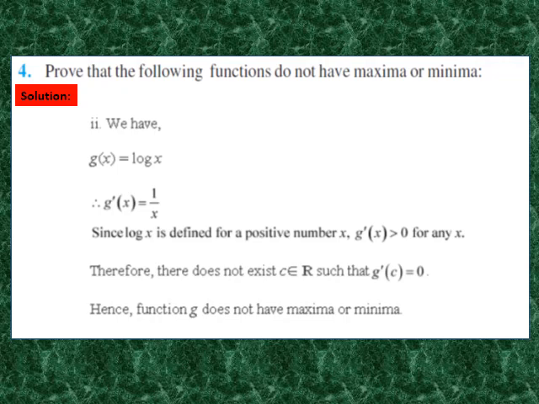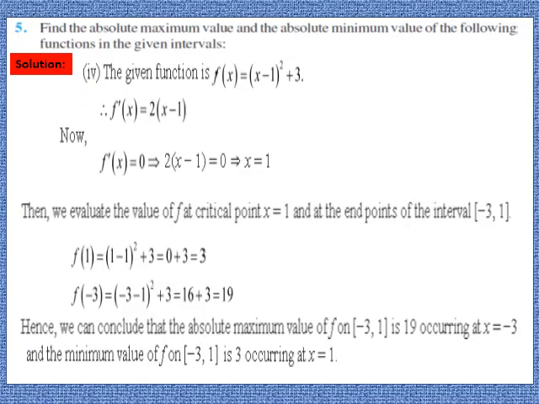We need a value x = c such that g'(c) = 0. But if we put 1/x = 0, we will get 1 = 0, which is not possible. Hence the given function does not have a maximum or minimum, because we cannot find such a value of x. So pause and note down the solution. Next is question number 5.